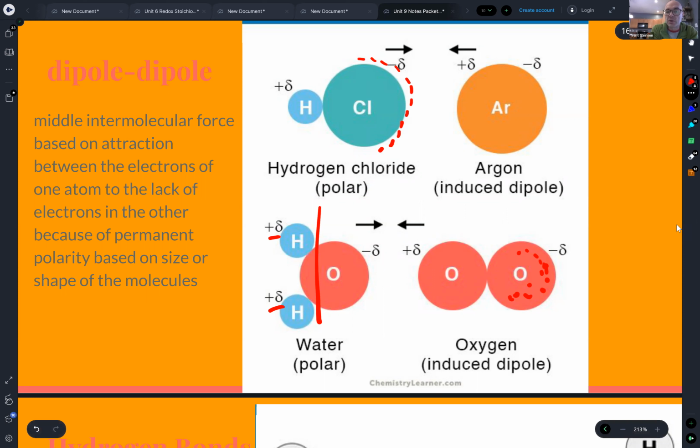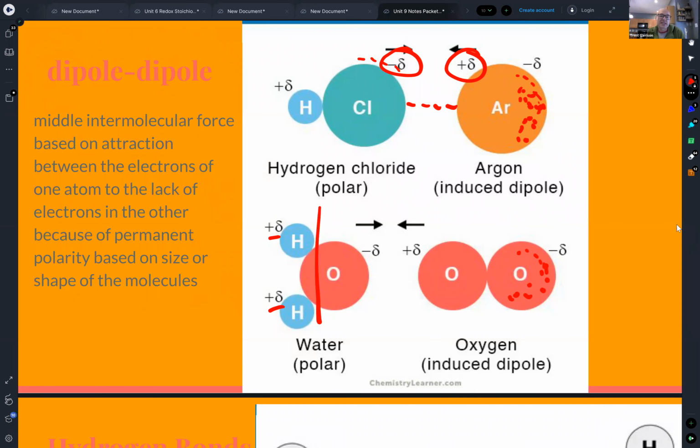the electrons spend more of their time around the larger atom, and the dispersion forces have all of the electrons on the argon over on one side. This creates a positive and a negative. There is an attractive force between those molecules that, again, we represent with dashes.